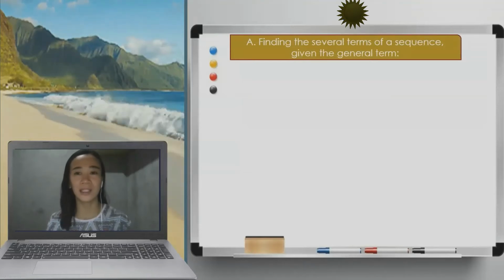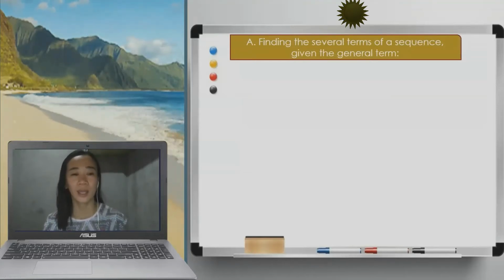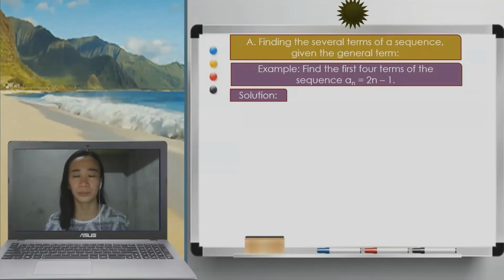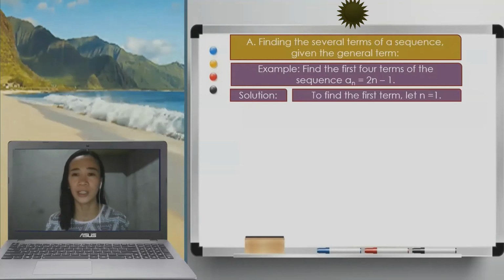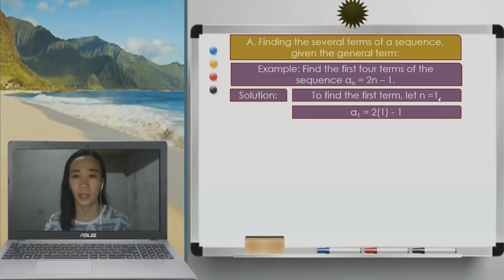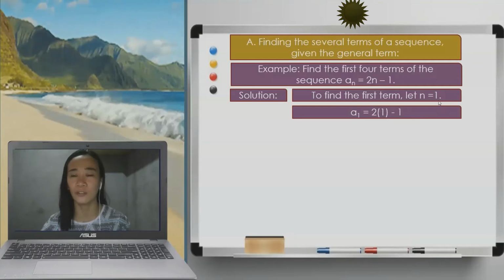Now let us find the several terms of a sequence given the general term. Example: find the first four terms of the sequence a sub n is equal to 2n minus 1. So our solution here is to find the first term. Of course, our n will be equal to 1, or a sub 1. A sub 1 is 2 times 1 minus 1. We just substituted the value of n.